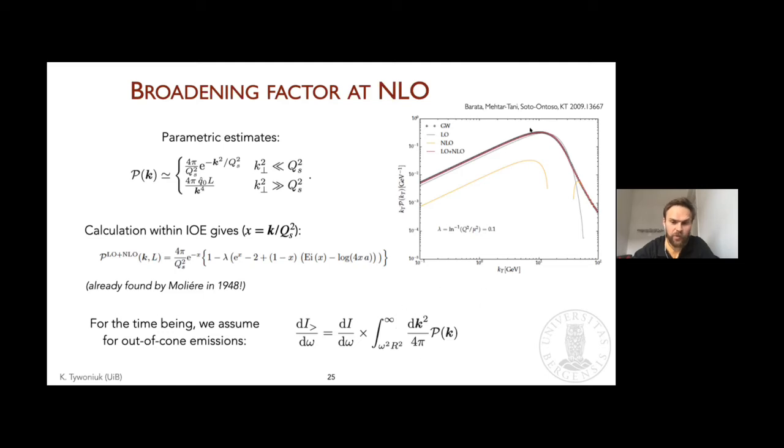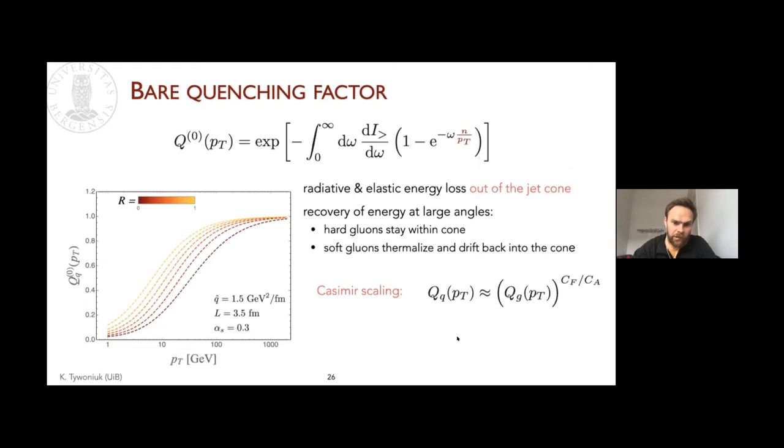And in the end, what we need is basically to convolve this. Of course, what we would optimally need is the fully differential spectrum. What we now will assume for out of cone emissions is that you basically have a rate of producing these gluons, and then you have a broadening factor out of the cone. And this is basically what lies behind these curves that I showed before. And I don't think I will go into more details of this here.